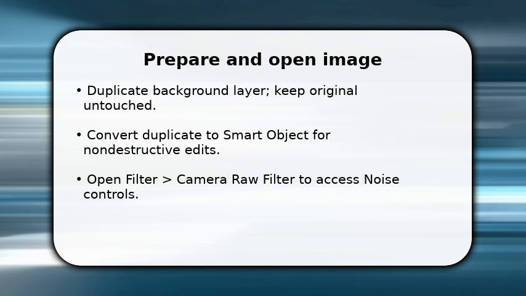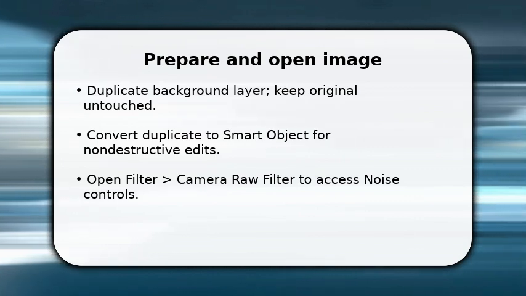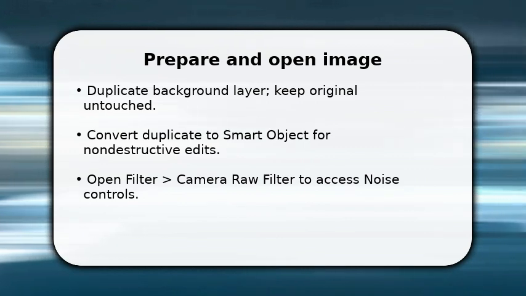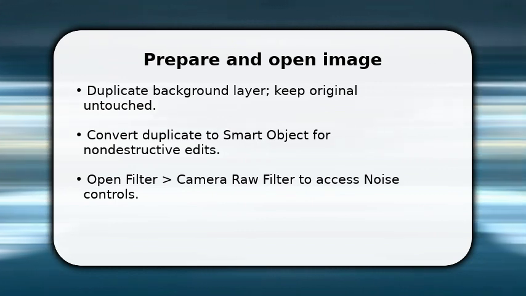Open Filter, Camera Raw Filter because its Detail tab gives the cleanest luminance and color noise controls. While in Camera Raw, you'll be looking for the luminance and color sliders and the masking tools. Begin with modest values so you preserve texture as you reduce noise.